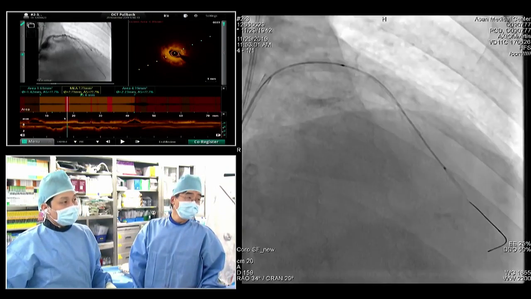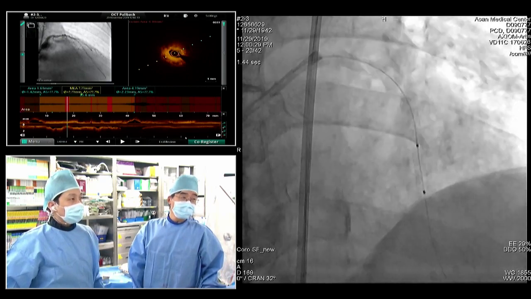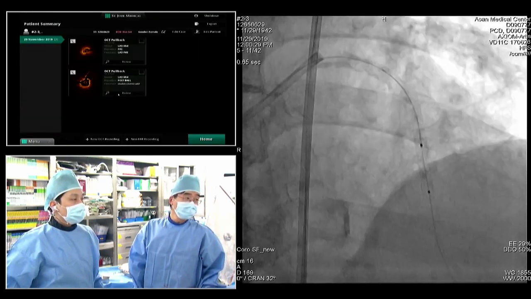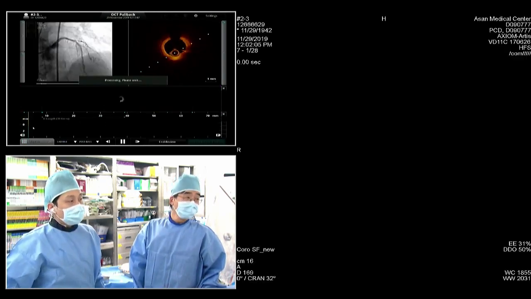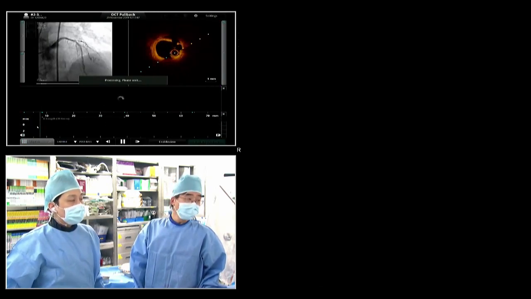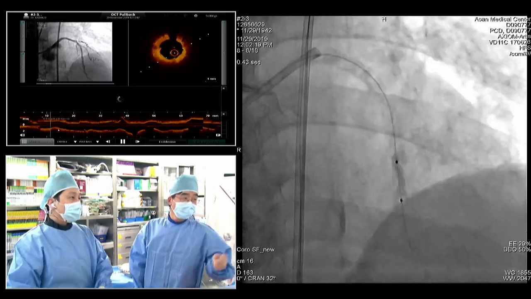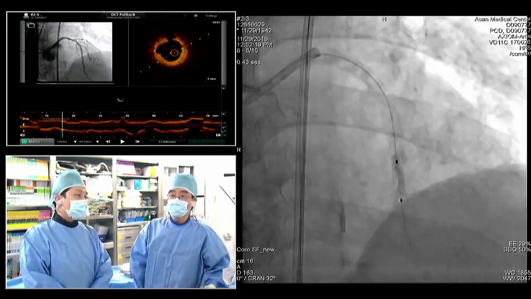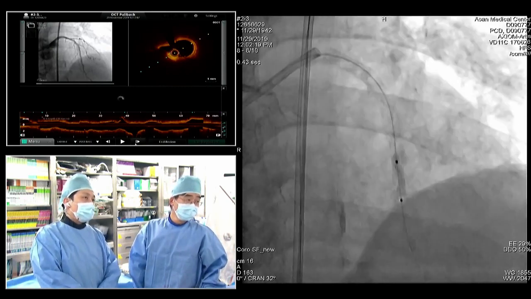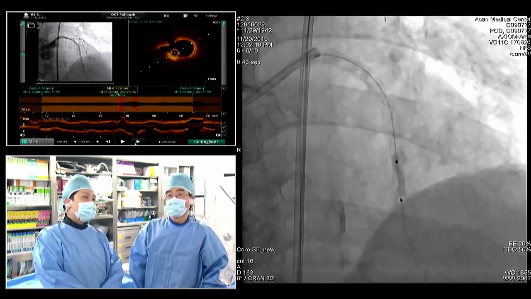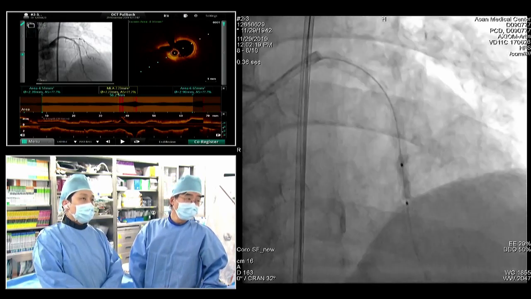But initially, the cutting balloon is not accessible due to some tight narrowing. So we dilate the region with a 2.0 and then go to the cutting balloon. Which size of cutting balloon is good for this region? 3.0, yes.